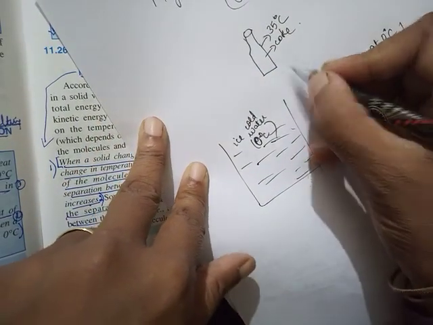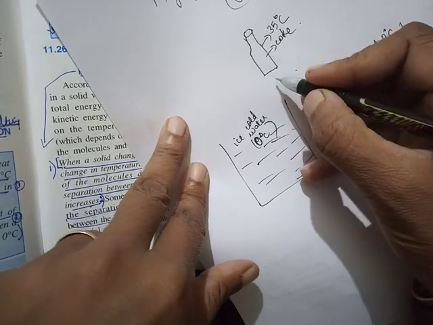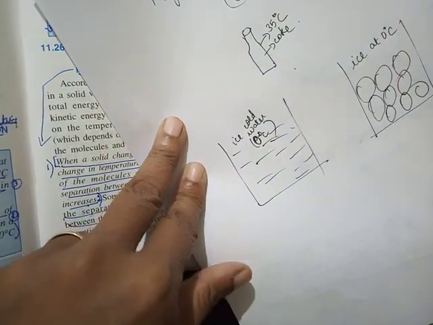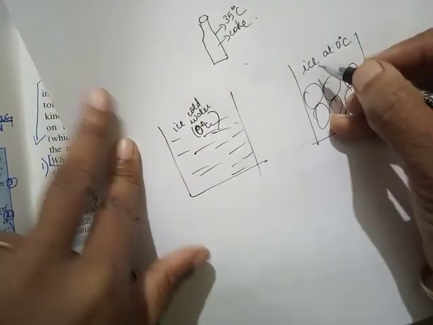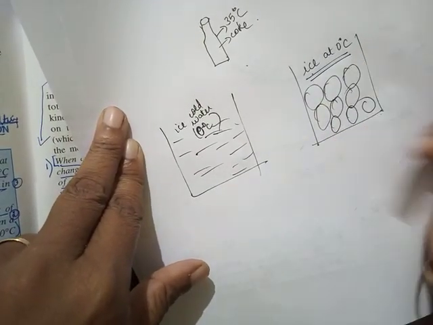Which one will you prefer? In which will you put this? Into which will you put this so that it gets cooled quickly? Generally, we prefer ice at 0 degrees Celsius.